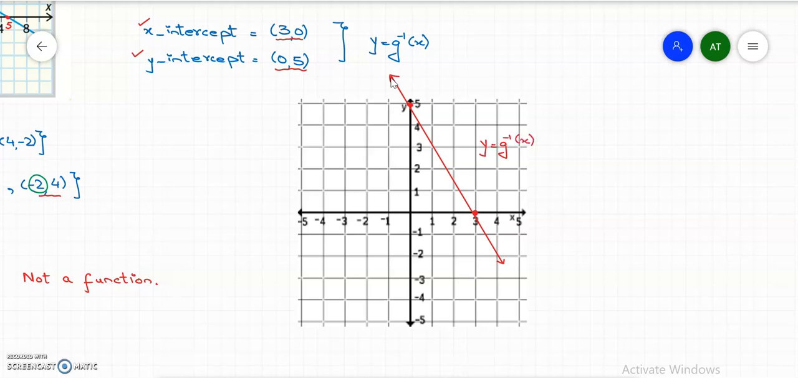Now we have to check whether the inverse is a function. We can say that yes, the inverse is a function. Why is it a function? Because it is a straight line, and it is a linear function. The graph also satisfies the vertical line test. That is why we can say that the inverse is also a function. I hope you understand how to find the inverses by using graphs.